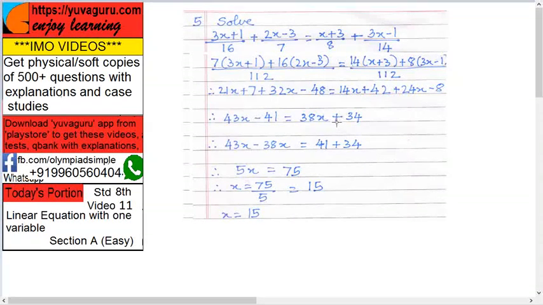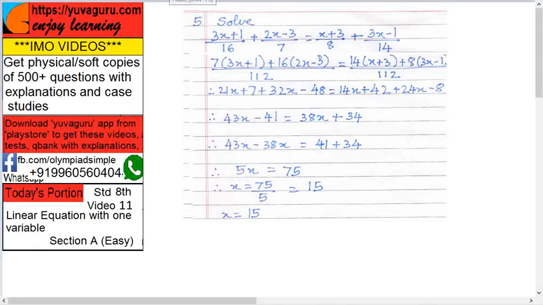Now collect all x on one side, left hand side, and non-x on right hand side. So 43x minus 38x equals 34 as it is, and this 41 comes on this side, so it becomes plus. So 41 plus 34. Solve this. 43 minus 38 is 5x. 41 plus 34 is 75. So x equals, bring 5 on this side, 75 by 5, that is 15. So x equals 15.